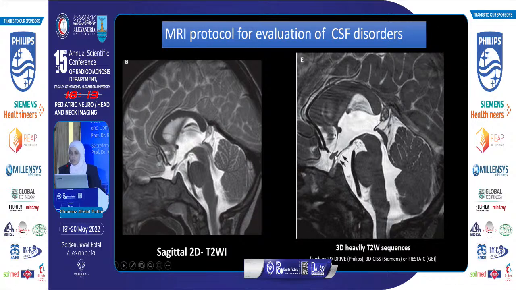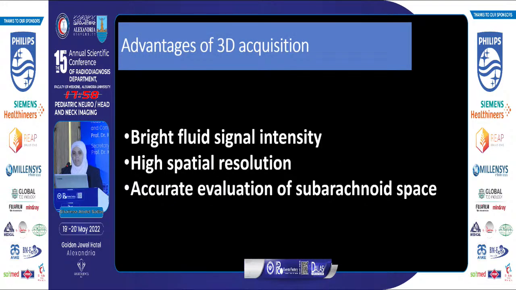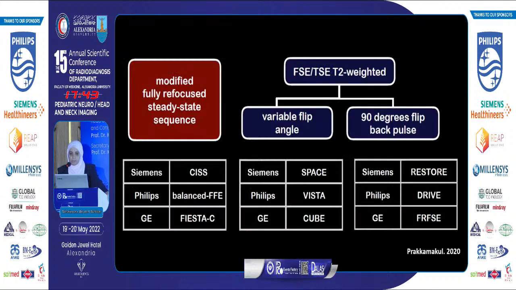We can see here the floor of the third ventricle convex upward, and this is the lamina terminalis. And this is the Liliequist membrane, a thin slit-like structure beneath the floor of the third ventricle. The 3D acquisition shows bright fluid signal intensity with high spatial resolution, which enables us to accurately evaluate the subarachnoid space with demonstration of any adhesions passing through the subarachnoid space.